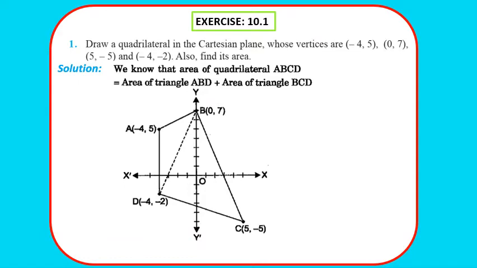So keeping all these points in mind, let's start exercise 10.1. Question 1 is, draw a quadrilateral in the Cartesian plane whose vertices are (minus 4, 5), (0, 7), (5, minus 5) and (minus 4, minus 2). Also find its area. We can simply draw the quadrilateral by plotting these points, and we get the quadrilateral ABCD as shown in the figure.